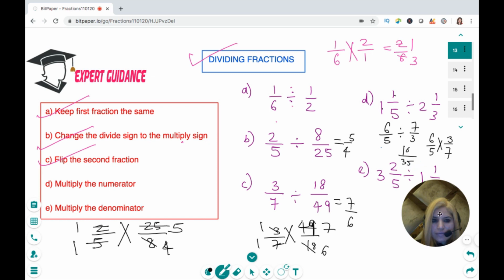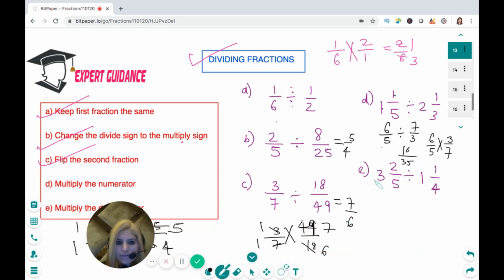Let's move on to the next one. 5 times 3 is 15. Add 2 is 17. Divided by 5. Multiply. 4.